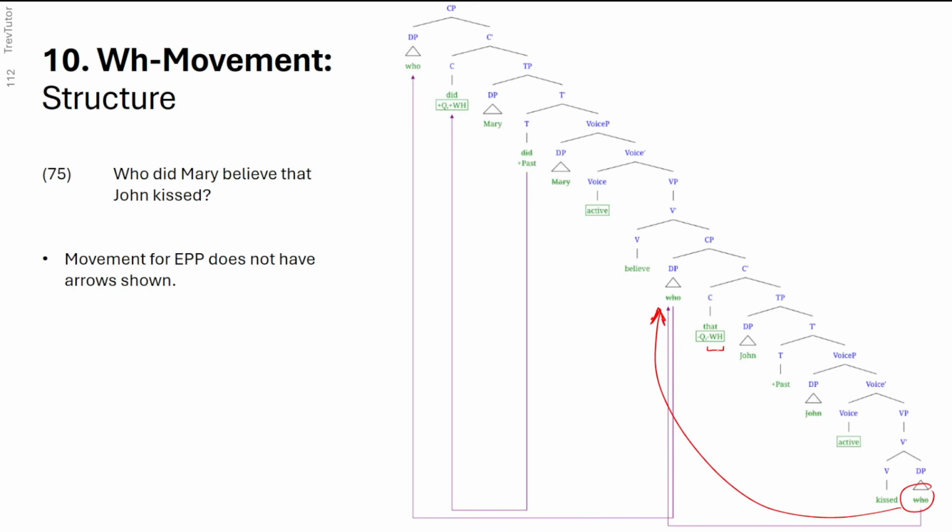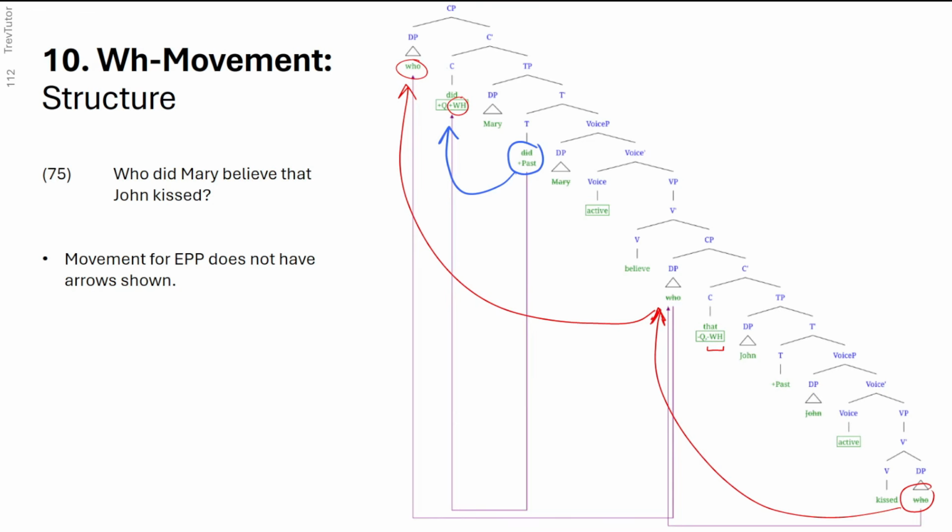So that means that who cannot stay in this position under the specifier of the lower CP. So it's going to keep moving up into the higher CP, where this is now a plus Q plus WH. So the plus WH is being checked with the WH word in the specifier of CP. But we also have some movement in the higher CP under tense. So did originates under T, and then it moves up into C because we're forming a question. It's a plus Q feature, so it's pulling T up to C. And then we get the question, who did Mary believe that John kissed?